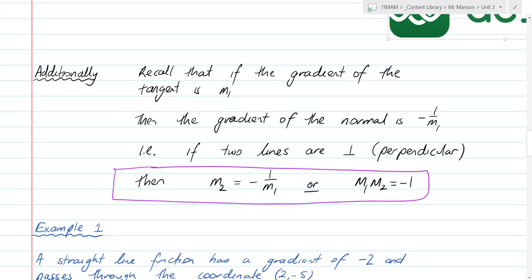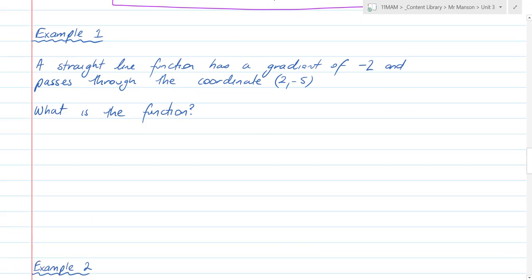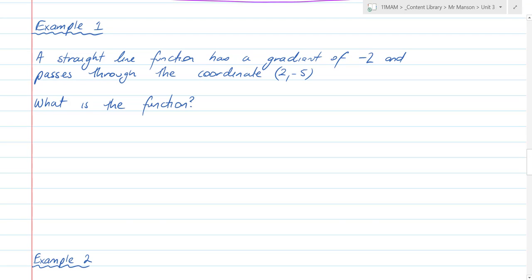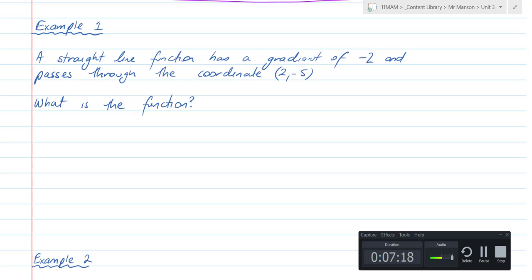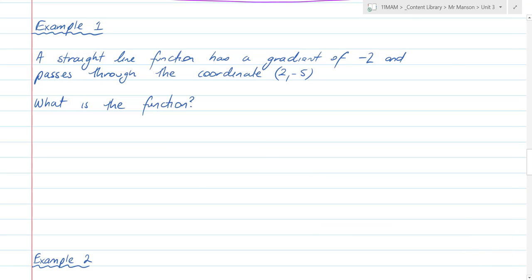Example 1. A straight line function has a gradient of -2 and passes through the coordinate 2, -5. What is the function? I'm going to give you 2 minutes to do that. So a straight line function has a gradient of -2, passes through the coordinate 2, -5. What is the function? The process is that we start by saying y equals -2x plus c. You might get lucky and have this coordinate is 0, 7 or something. If it's got 0, something, that's already the y-intercept. Your job's done, that's your c value. But usually you won't get lucky.